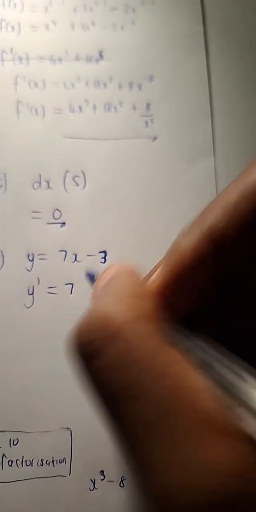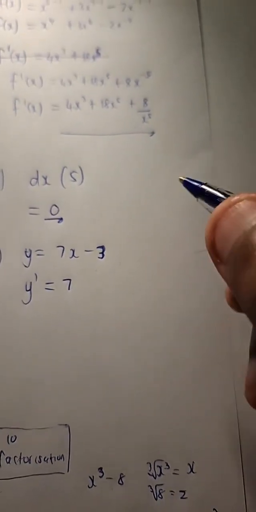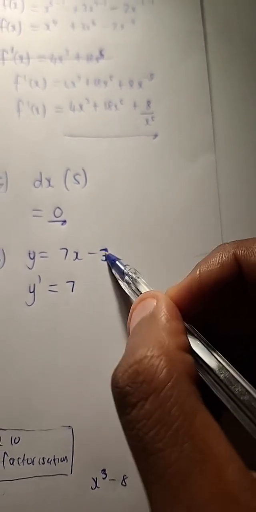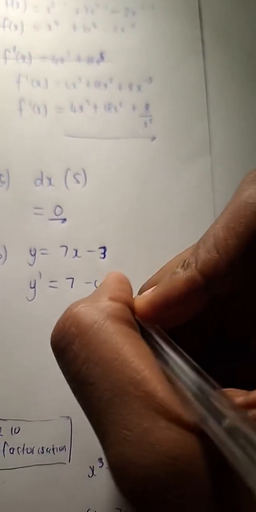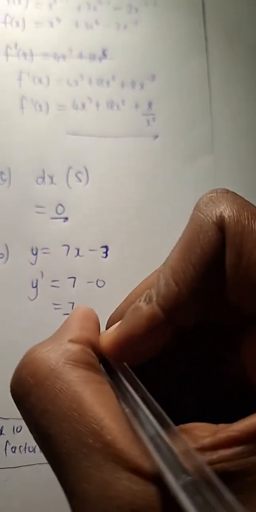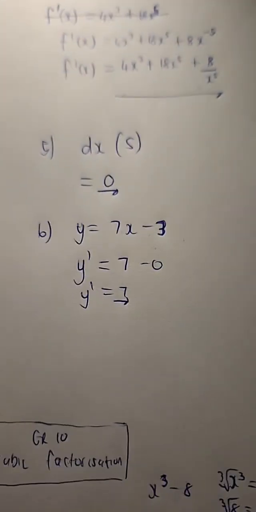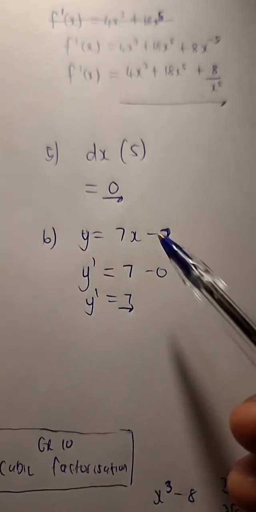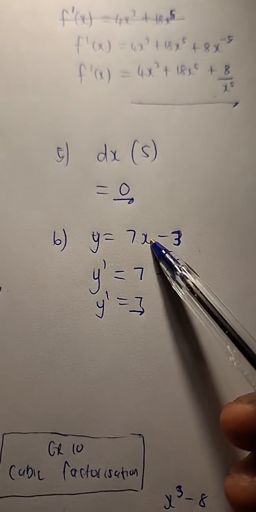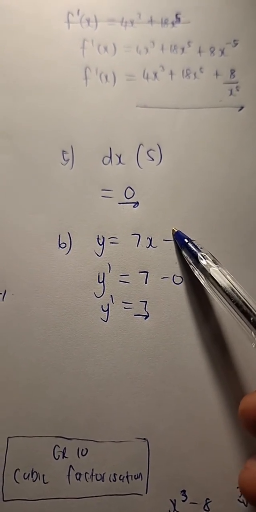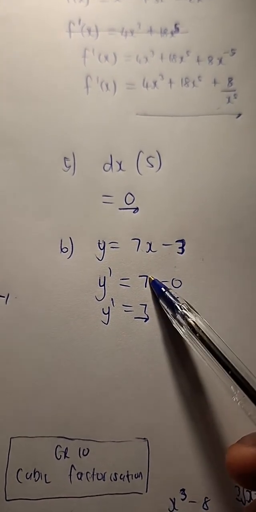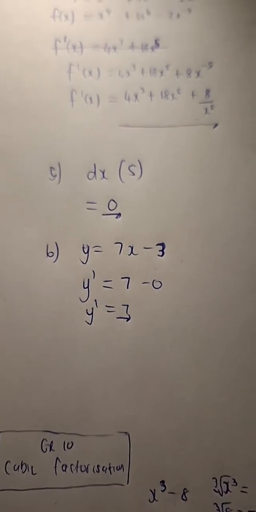If I get straight to the point, y is equal to 7x. I know this is going to be the derivative of a constant. Okay, y prime is equal to 7, because remember this one, it would be 7x to the power 1 minus 1. And then it will give us 7 there.